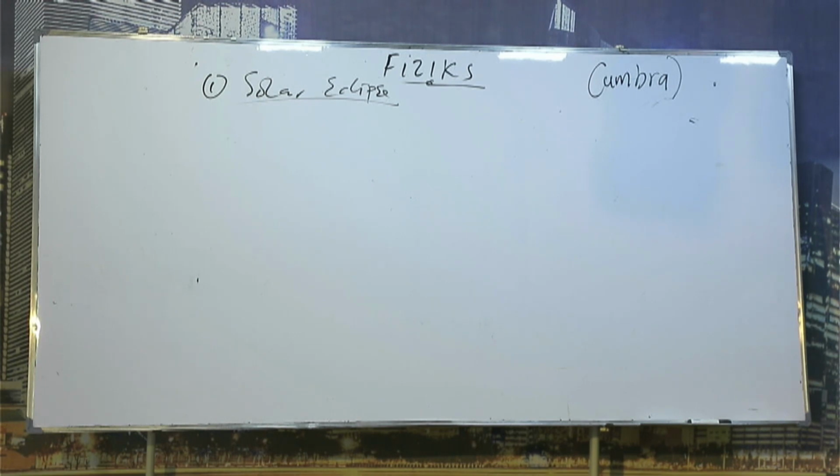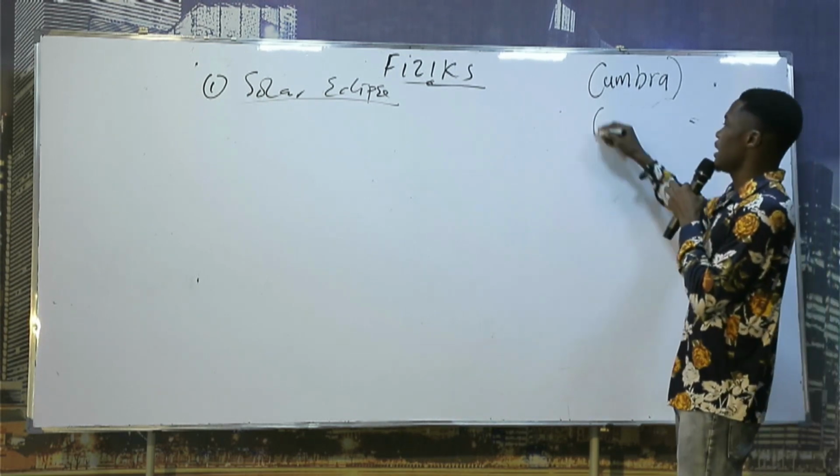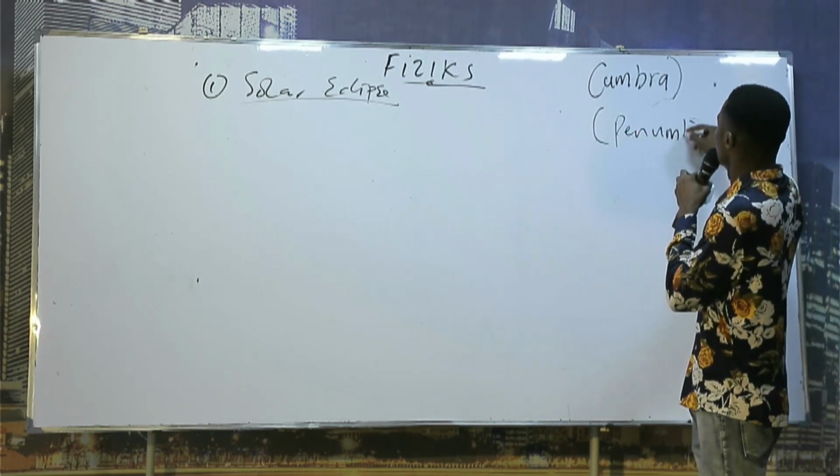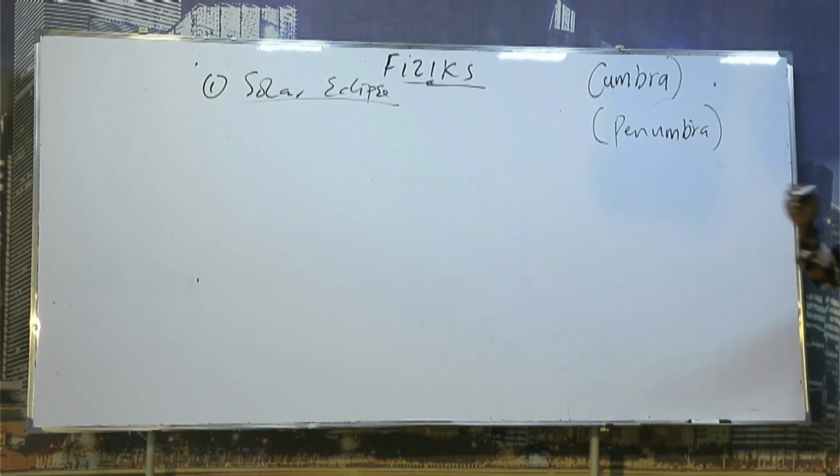While some regions will experience partial darkness. In bracket, penumbra. Some regions will experience total darkness, in bracket, umbra, while some regions will experience partial darkness, in bracket, penumbra. Have you written that? Full stop. Have you done that? Good.